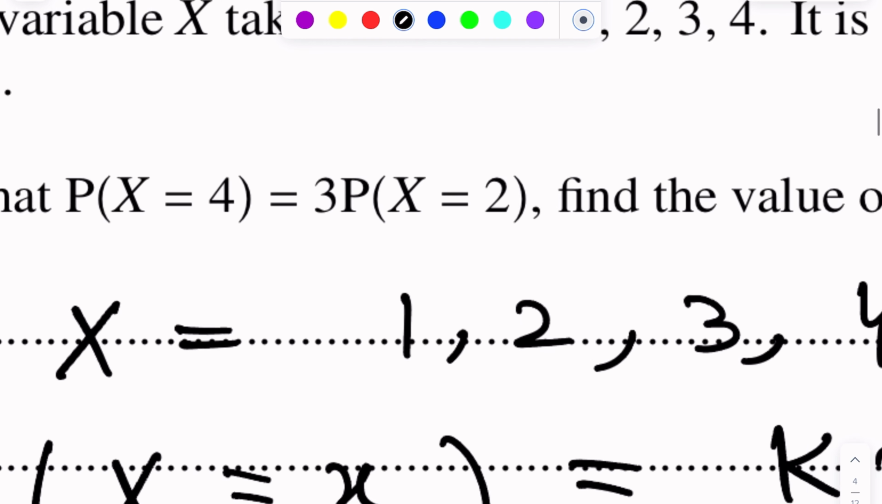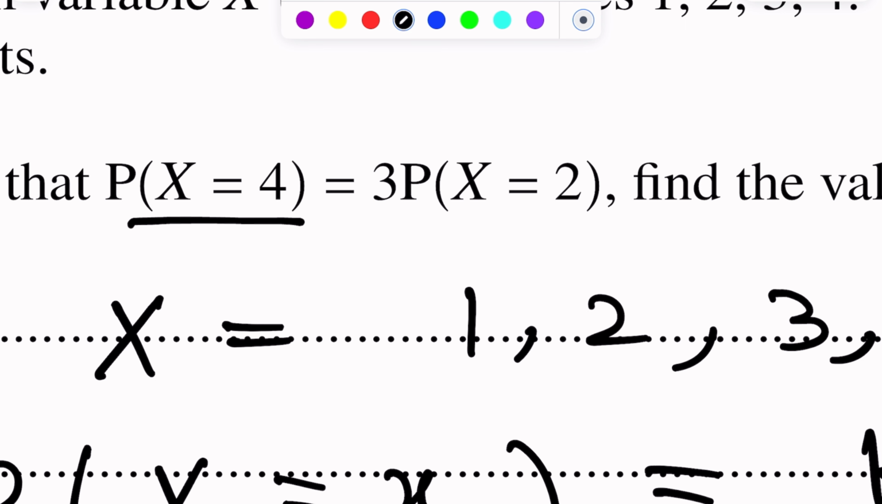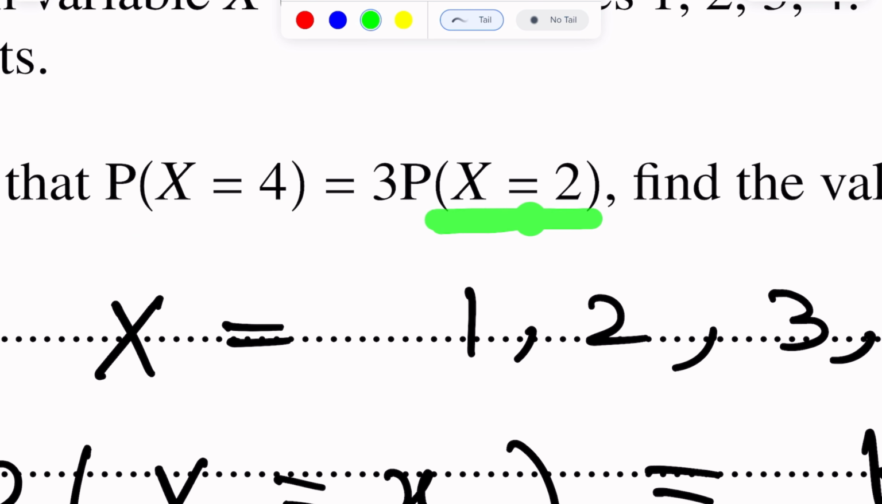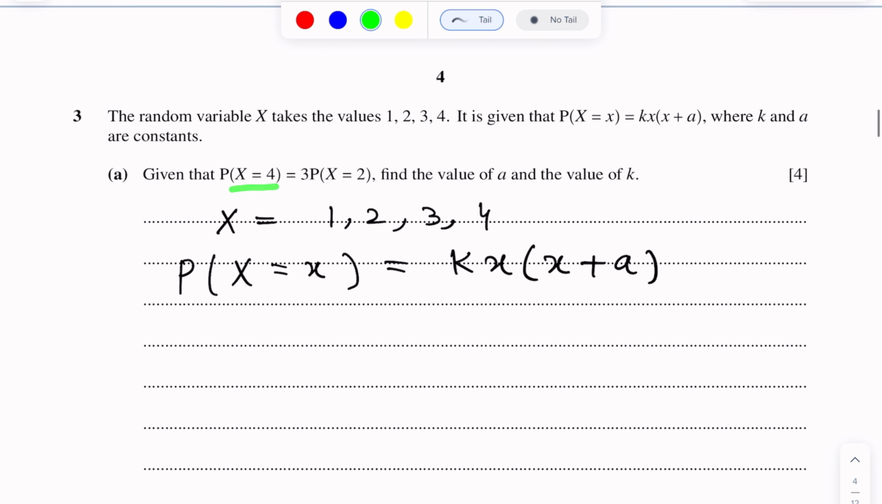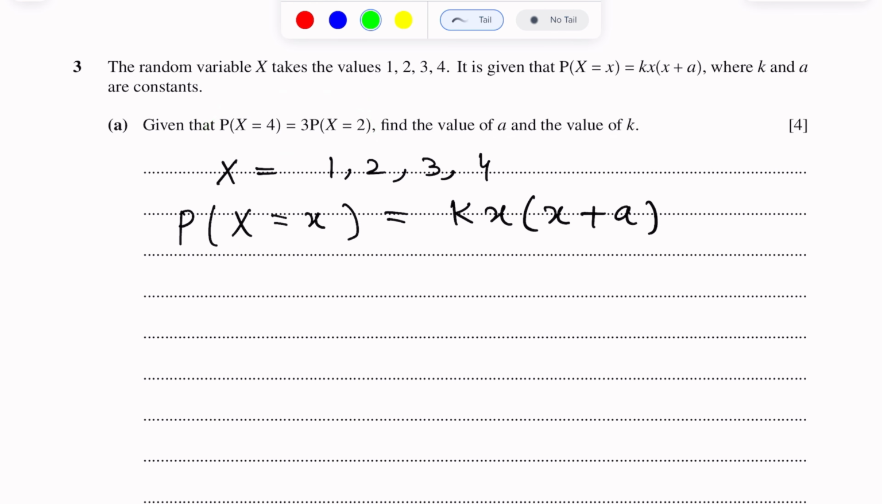Now we only need the probability of X equal to 4 and the probability of X equal to 2. We will put the values X equal to 2 and X equal to 4 in this relation. We only find these two probabilities, then we will put these values in this equation to find the value of a and k. So we first find the probability of X equal to 4.